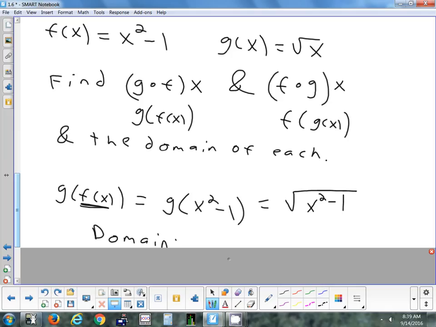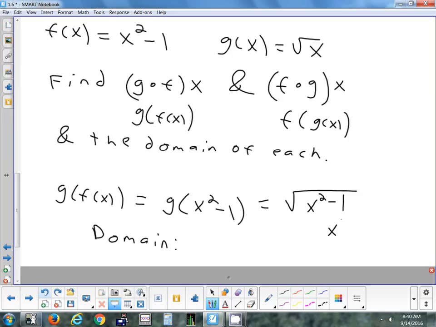What don't I want to happen with the radicand? Right. I can plug in negative numbers, but I don't want this answer to come out negative. That's what I don't want to happen. So I want x squared minus 1 to always be greater than or equal to 0. If it's not, I've got a problem. So I'm going to solve that. Again, x squared is greater than or equal to 1.